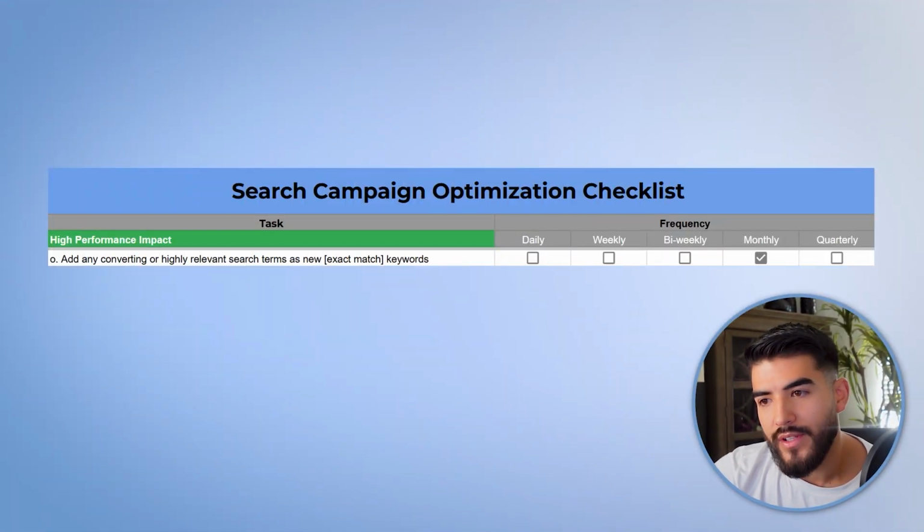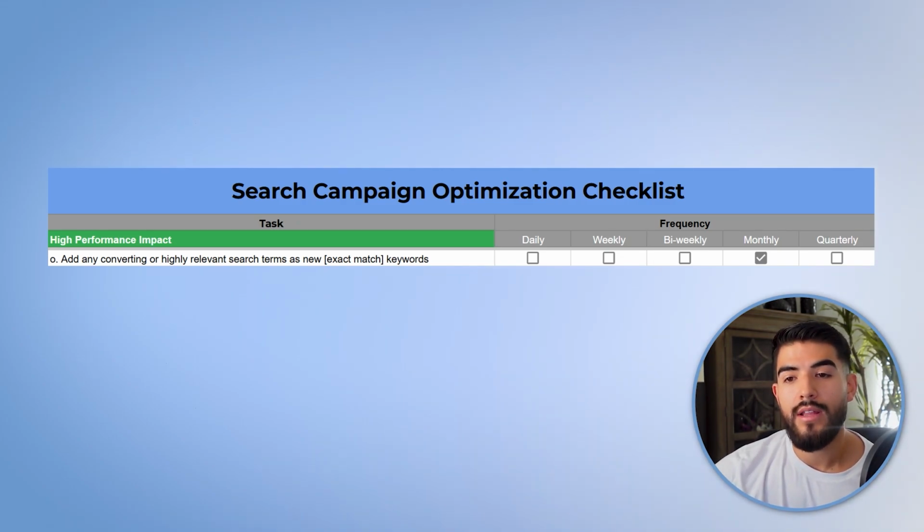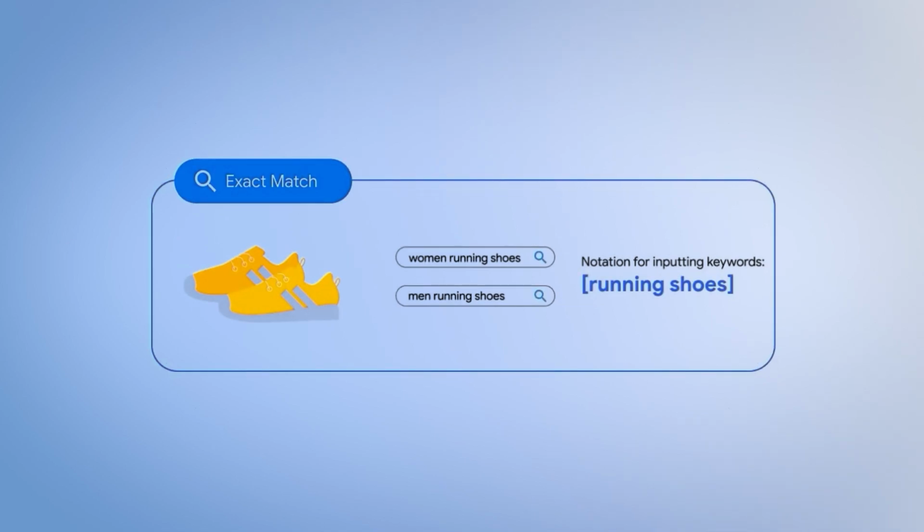Optimization O, this is also going to be done on a monthly basis: add any converting or highly relevant search terms as exact keywords. This is going to give you an opportunity to look for new opportunities that you're not exactly targeting in Google, and give you the opportunity to exactly target those keywords as additional opportunities for your ad groups. And so how do you do this?